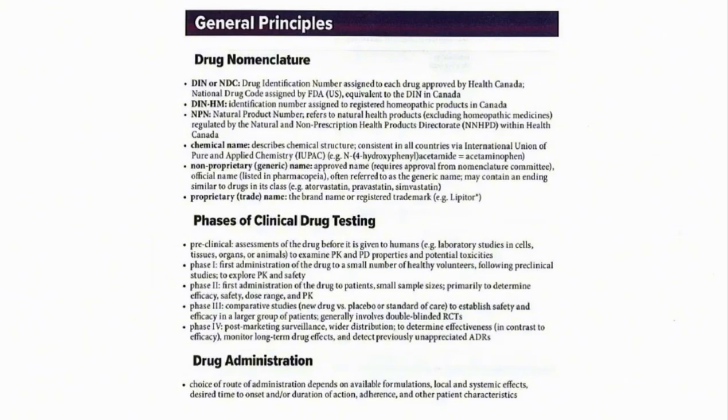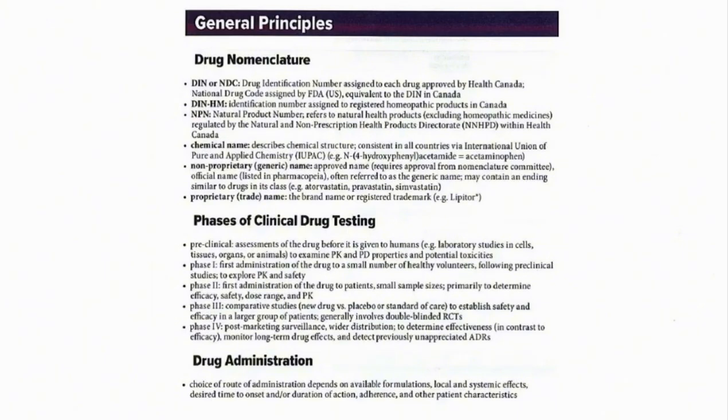Following successful preclinical testing, the drug enters phase 1 clinical trials. This is the first time the medication is administered to humans. Typically, a small group of healthy volunteers participate in these studies. The primary objectives are to evaluate the drug's safety, determine its pharmacokinetics, and establish an appropriate dosage range.